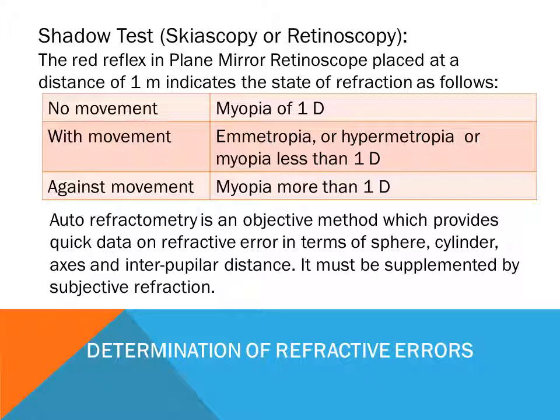Autorefractometry is an objective method which provides quick data on refractive error in terms of sphere, cylinder, axis and interpupillary distance. It must be supplemented by subjective refraction.